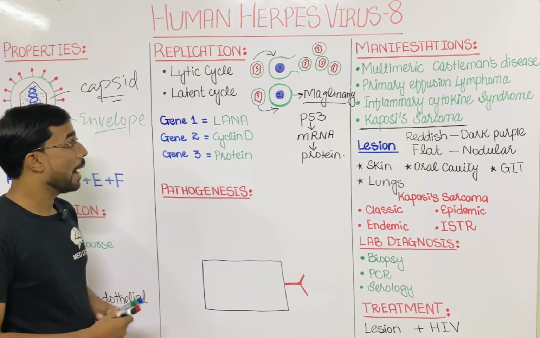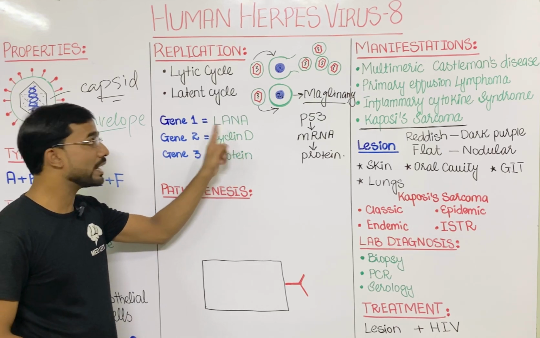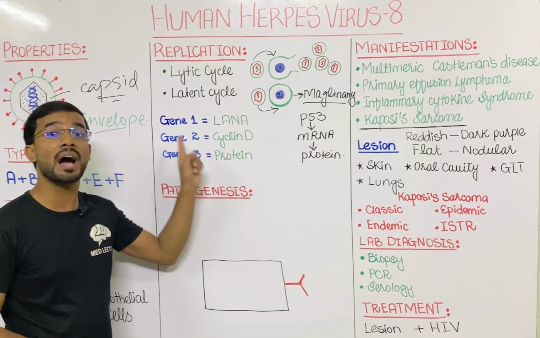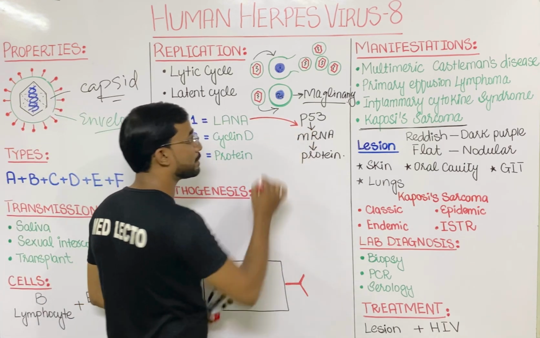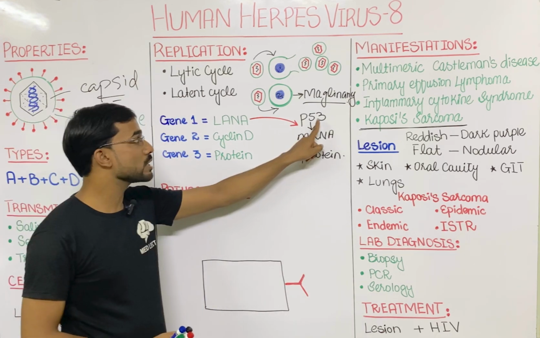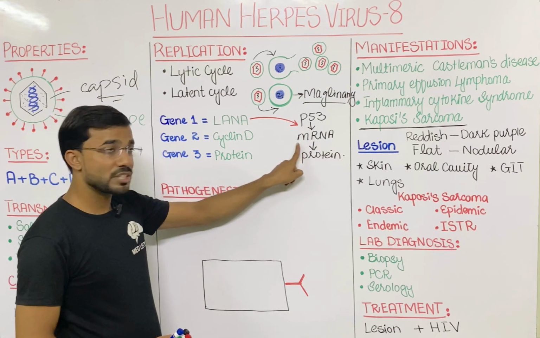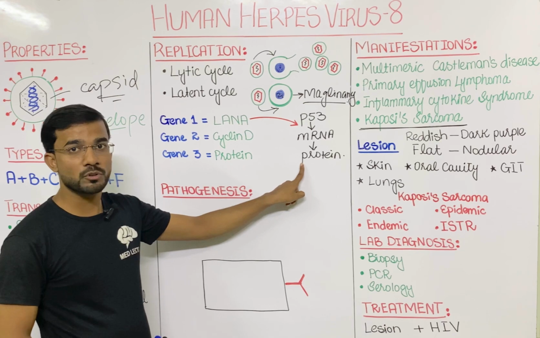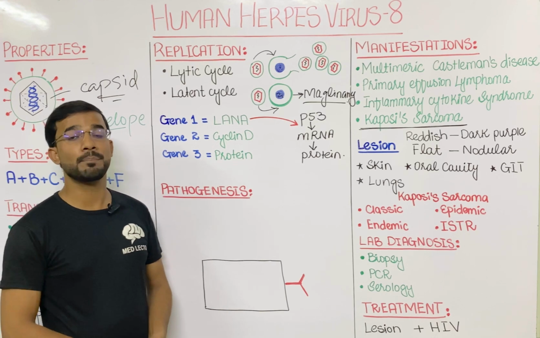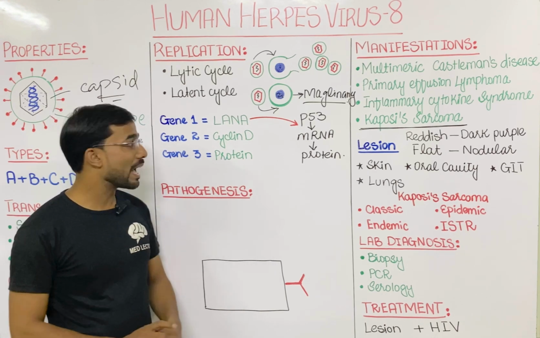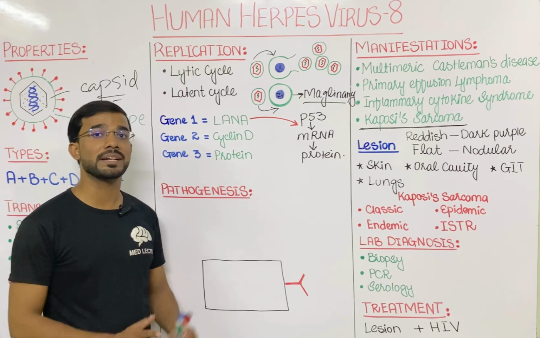But LANA, latent associated nuclear antigen, that is actually produced by the viral genome, will block this process, meaning transcription, because formation of the messenger RNA from the gene is called transcription, and from the messenger RNA the production of the protein is called translation. So LANA will inhibit the transcription of the p53 tumor suppressor gene. As a result you will see no production of the p53 tumor suppressor protein, and ultimately the cell goes towards malignancy.